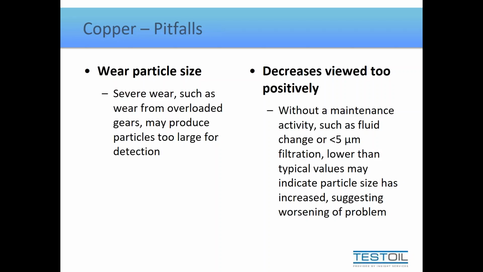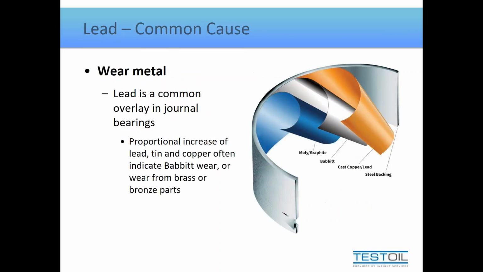Next on the list is lead. Lead is commonly found in Babbitt materials, tends to be the top layer, so often you'll see lead and tin together. Eventually you might hit other metals. That indicates that you've got a multi-layered journal bearing, and once you're into the lower layers, that tends to be the tipping point where you will condemn the bearing and schedule a bearing change.